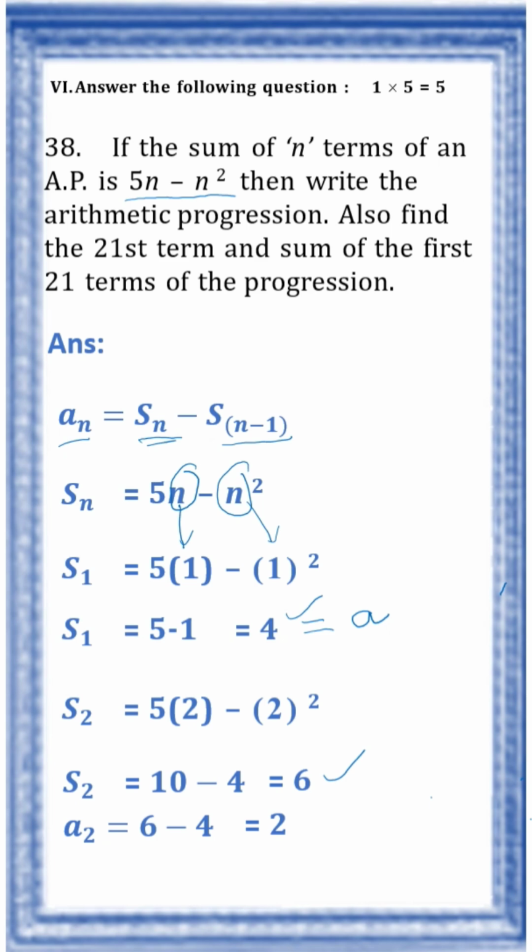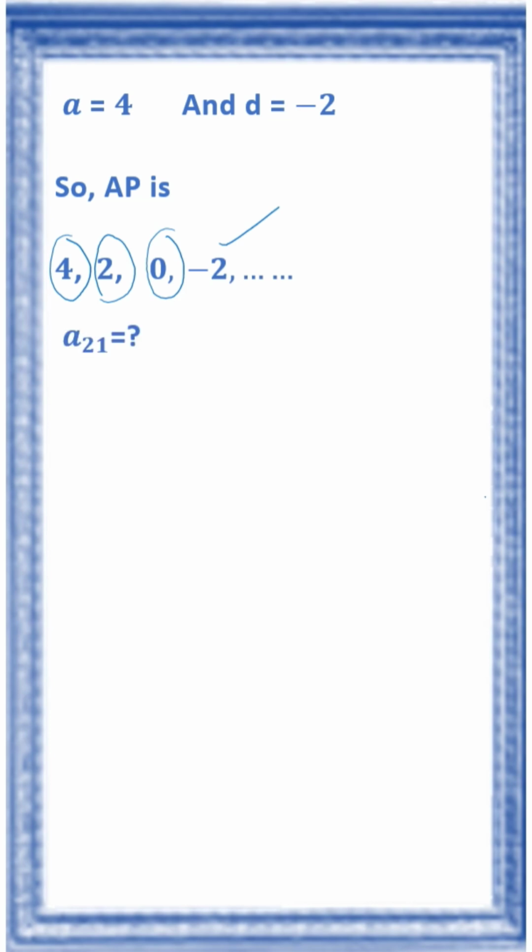Second term is 2. So d, the common difference, is the second term minus the first term. Second term is 2, first term is 4. So d is equal to a2 minus a, that is equal to 2 minus 4, that is equal to negative of 2. Now we have a is equal to 4 and d is equal to negative of 2. So the AP is 4, comma, first term is 4, second term 4 minus 2, that is 2, 2 minus 2, that is 0, 0 minus 2, that is minus 2. This is the AP.